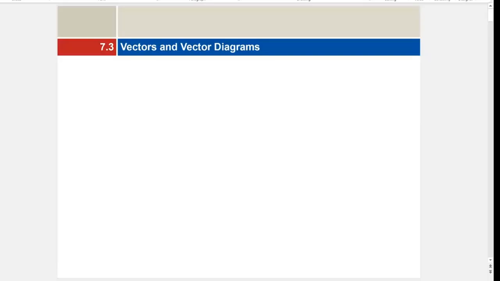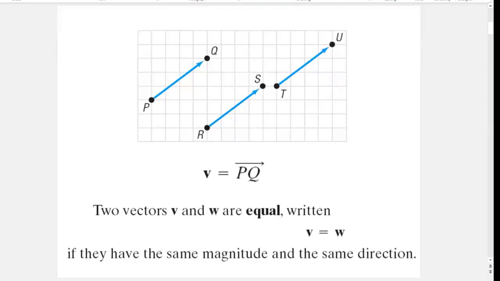Going to talk about vectors. And this is the most important thing. Vectors have magnitude and direction. They don't have a starting and an ending place. So all three of these vectors, PQ, RS, and TU, are all equal because they are all in the same direction and they have the same magnitude.